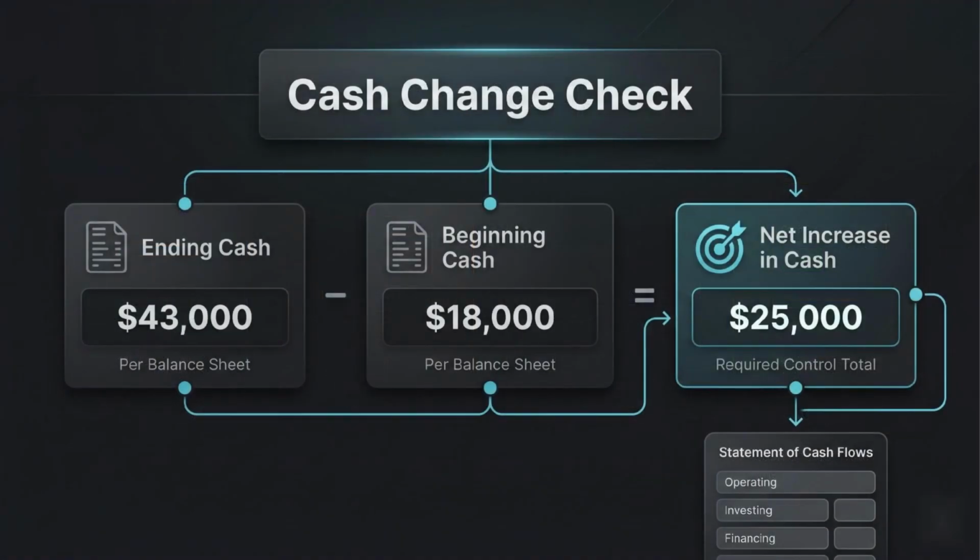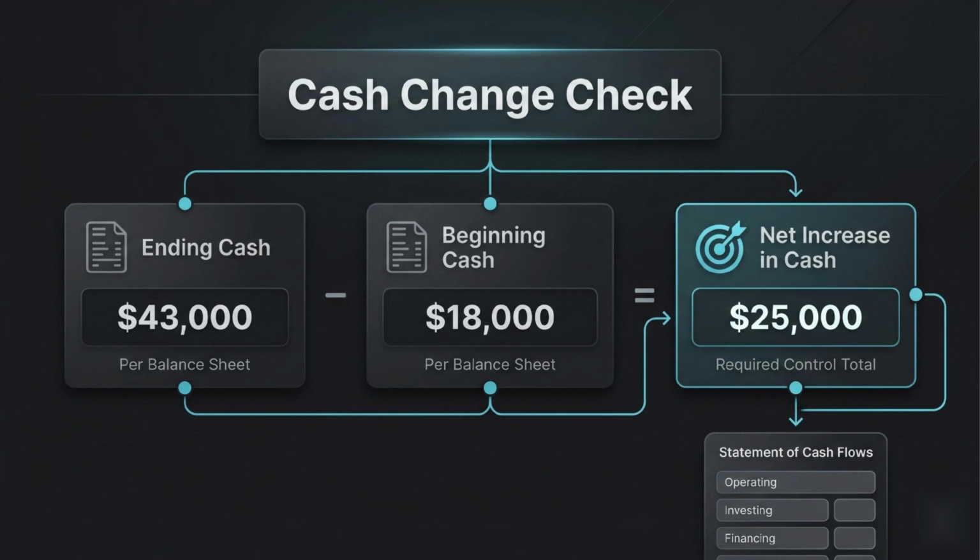Before preparing any section, we calculate the cash change. Ending cash is $43,000. Beginning cash is $18,000. The net increase in cash is therefore $25,000. This $25,000 is the control total. The completed statement must explain exactly this amount through operating, investing, and financing cash flows.